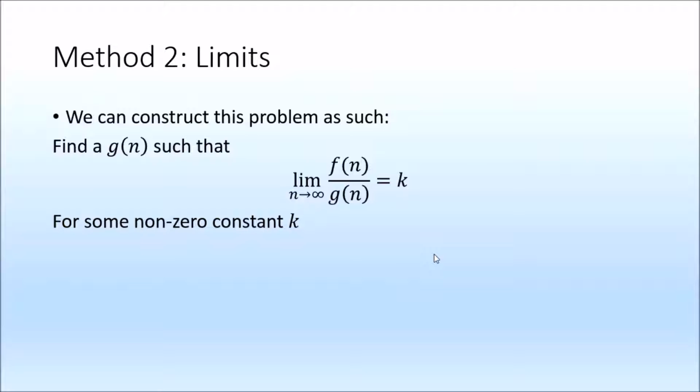Because generally, when limits approach infinity, the k value is either going to be 0 or infinity. Because f of n is either going to be much greater than g of n, or f of n is going to be much less than g of n. And in both those cases, we get infinity and 0 respectively. So what we want to find is a case where we don't get infinity or 0. And that case is where we get a non-zero constant.